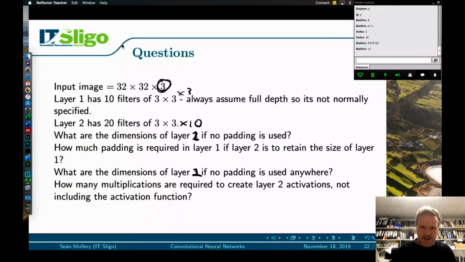So do you want to take a guess at that, or maybe rather than a guess, a calculated answer? What are the dimensions of layer 1 if no padding is used? Now when we refer to layer 1, we're referring to the activation maps that come out of layer 1 after the filtering of it. So we've one answer so far. If anybody else wants to throw in their threepence worth.